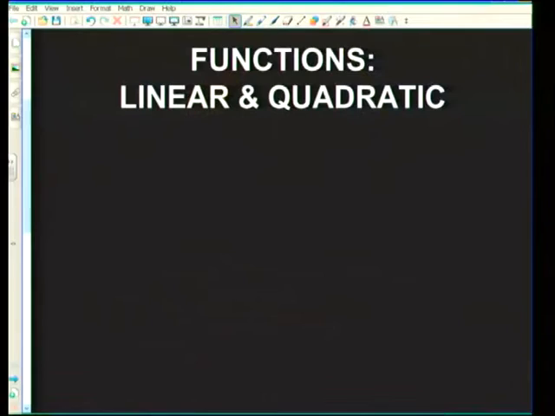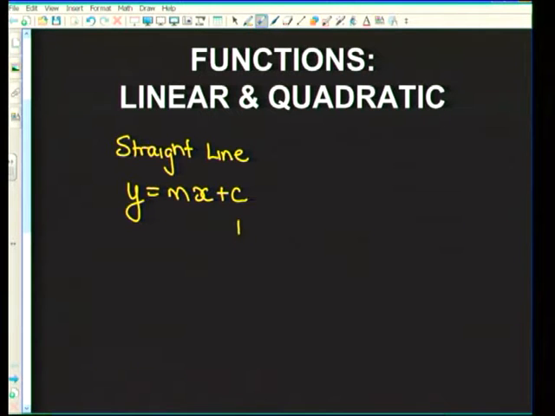Let's just quickly recap a little bit. Okay, if we look over here, remember I've said to you this is what we call the straight line. And that has the form of y equals mx plus c, where c is the y-intercept and the m is the gradient. There are other forms of it, but this is what we call the standard form.